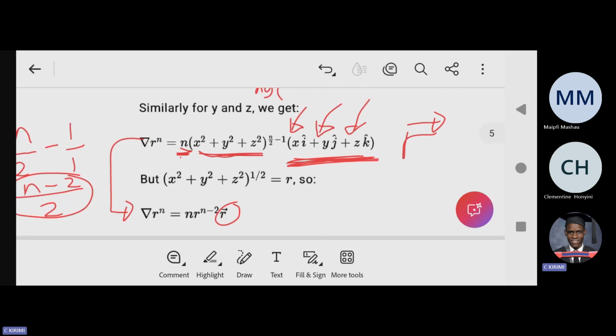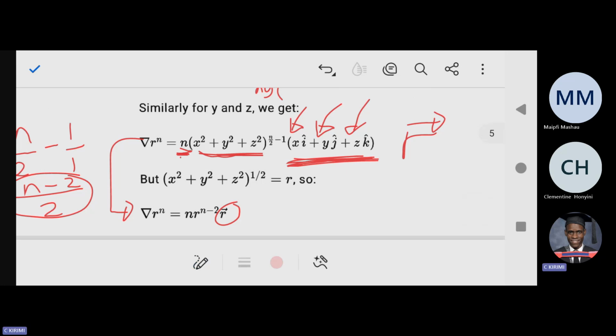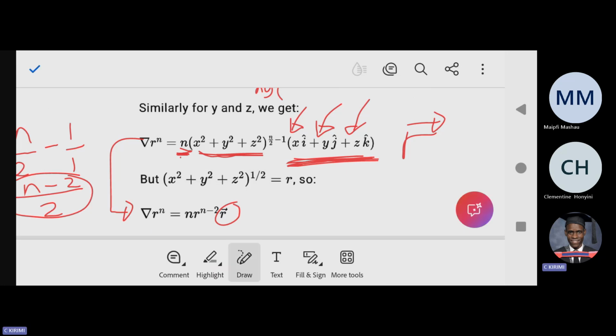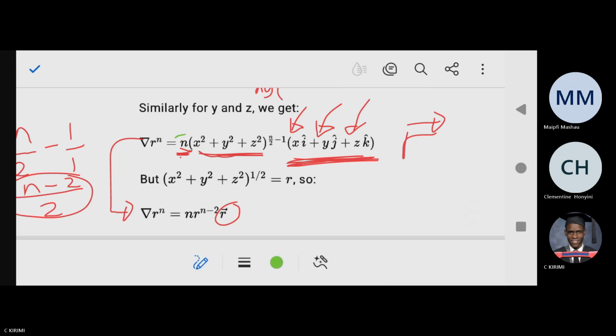So what I'm saying, n, we are already having it. Is it a problem? For n, in our equation, n is not a problem because the n is already there. This is the n. You see it? The one that you just circled. Yes, that's the n.